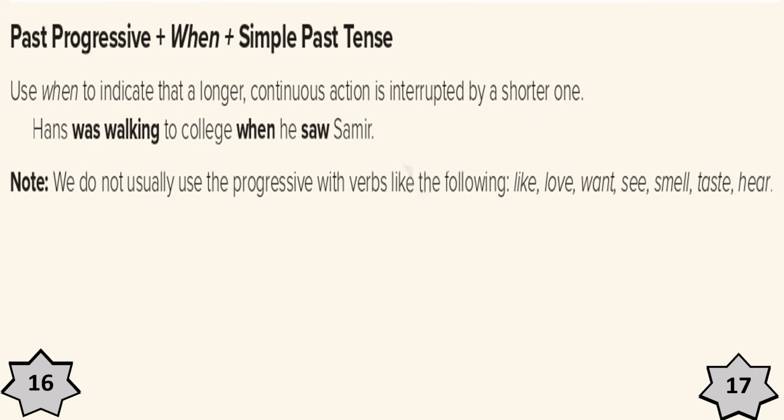Note, we do not usually use the progressive with verbs like the following: like, love, want, see, smell, taste, hear. We call them stative verbs. They express feelings, senses and needs, so we don't use them in the progressive or add ing to them.